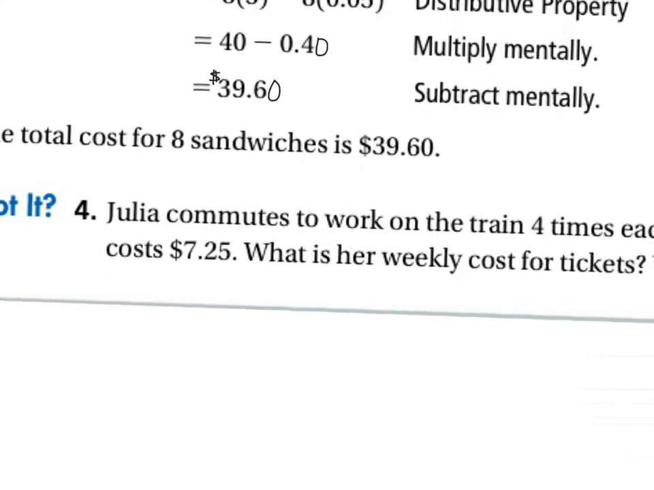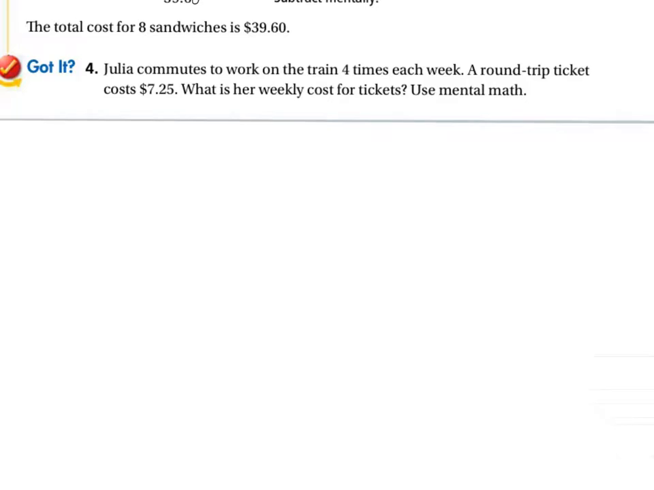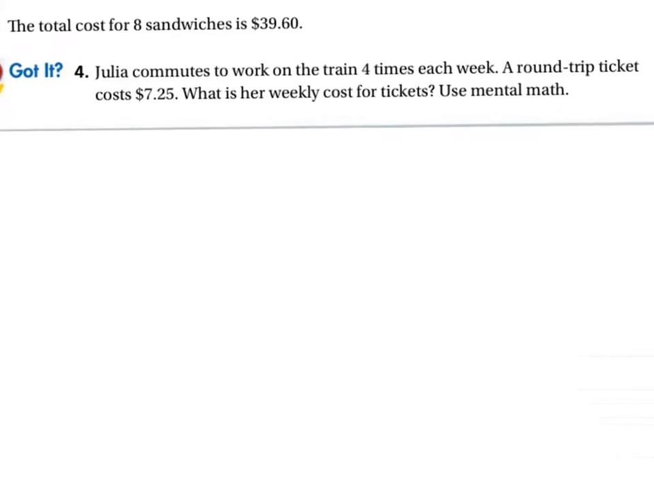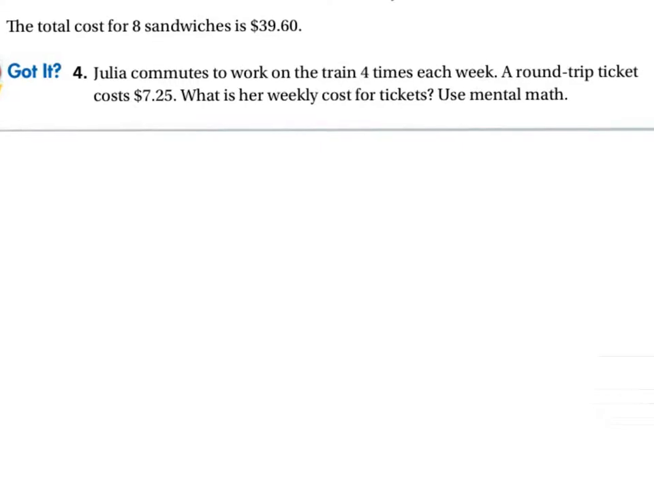So the got it, number 4. Julia commutes to work on the train 4 times each week. A round trip ticket costs $7.25. What is her weekly cost for her tickets? Okay, and so we're going to make an assumption here, I guess. Oh, actually, it already tells us here, 4 times each week. Okay, I was going to say we're going to assume that she's not working every day, but it actually gives us that information.